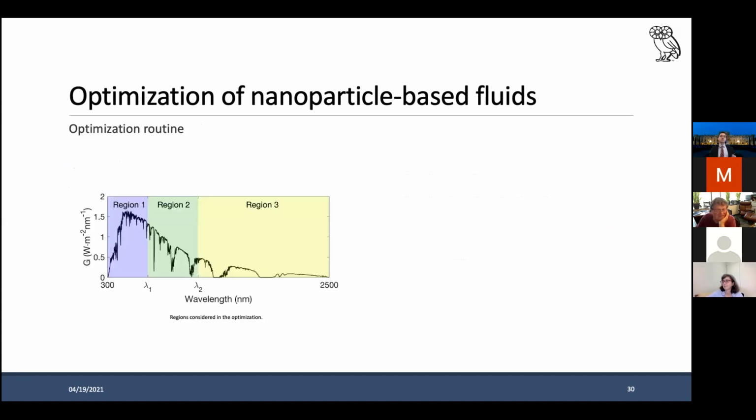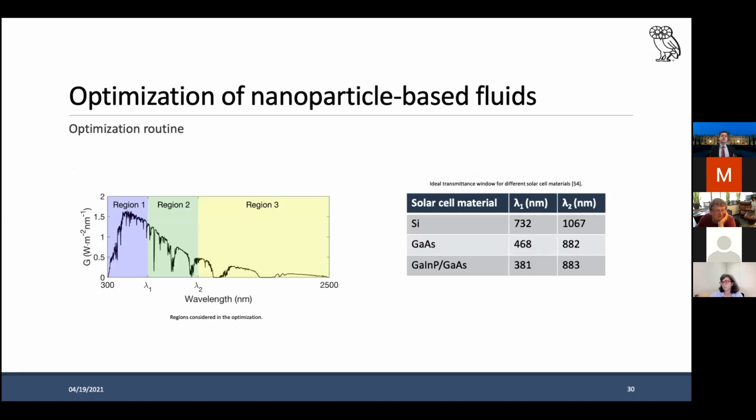We broke down the optimization into 3 different regions, region 1, 2, and 3. The idea here is that we would like to completely absorb radiation in regions 1 and 3 and transmit radiation in region 2. The ideal transmittance window for each type of solar cell has been previously defined in the literature, where for silicon solar cells, for example, lambda 1 is equal to 732 nanometers, and lambda 2 is equal to 1067 nanometers. After defining the size of each region, based on these values on the table, we ran the optimization using water, ethylene glycol, and therminol VP1 as base fluids.